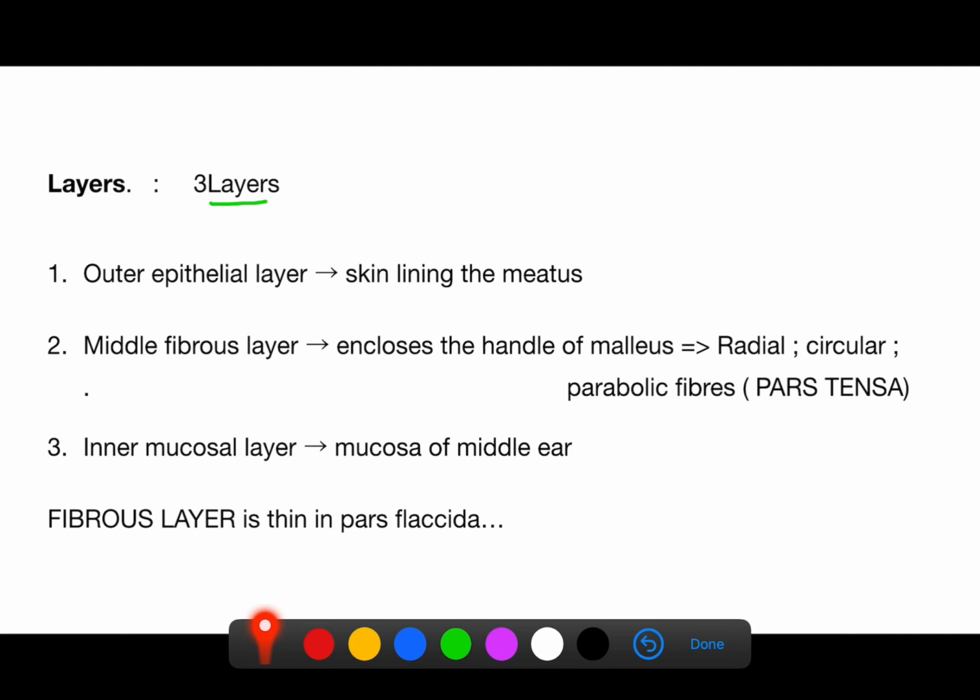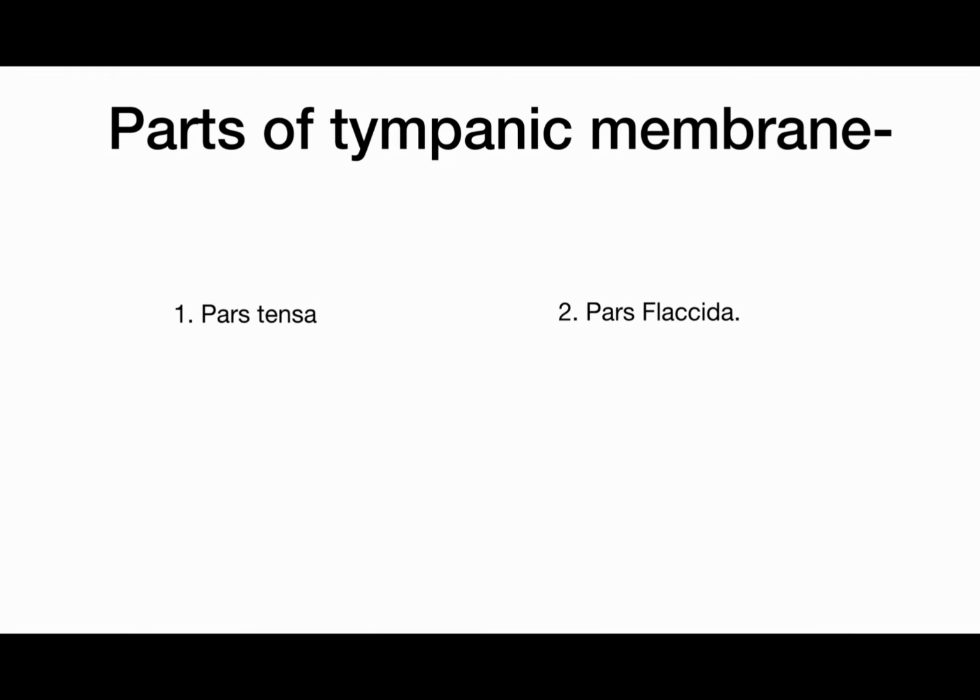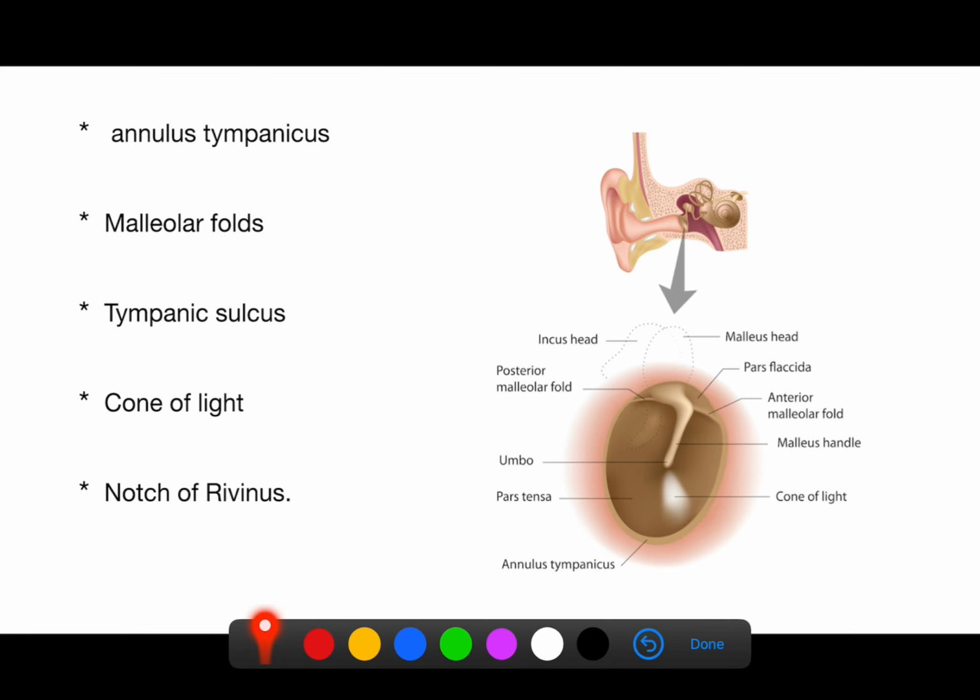What are the pars tensa and pars flaccida? Those are the parts of the tympanic membrane. We'll discuss those in detail. Before going to discuss the parts of the tympanic membrane, I just want you to know about these terms: annulus tympanicus, malleolar folds, tympanic sulcus, cone of light, and notch of Rivinus.